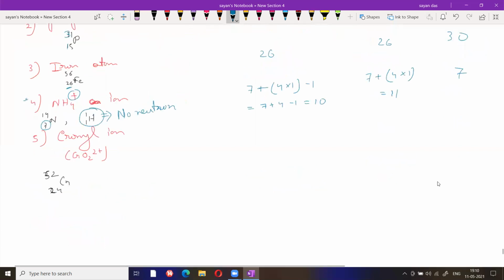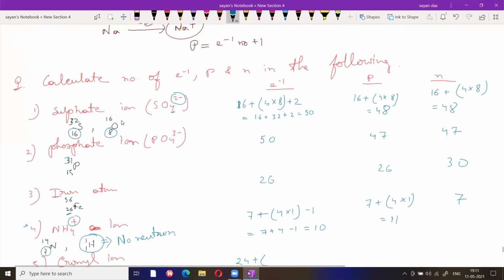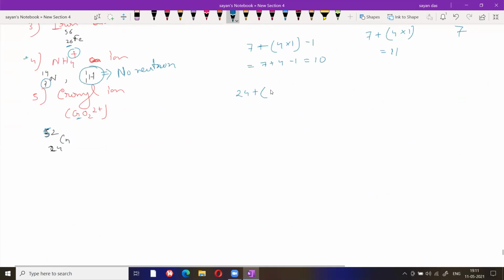Okay, any doubt? This one 52, not 32. Any doubt? No, sir. For chromium, chromyl ion. First I am going for chromium. How many electron? 24. Plus for oxygen, already told you, oxygen 8 electron is present. How many oxygen is present? 2 oxygen. 8 minus 2 because here 2 plus is present. 2 plus means removal of 2 electron. So what is the value? This value becomes 38.